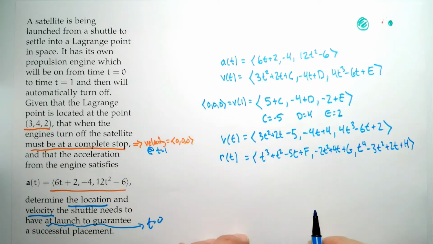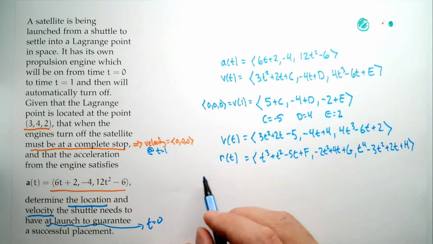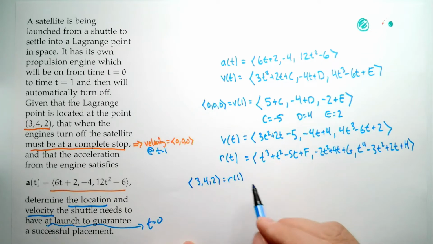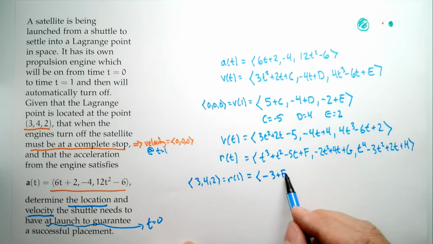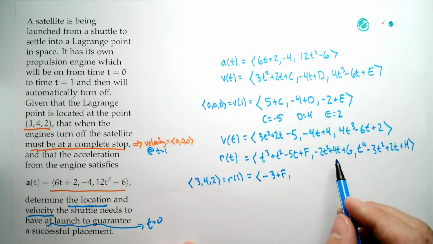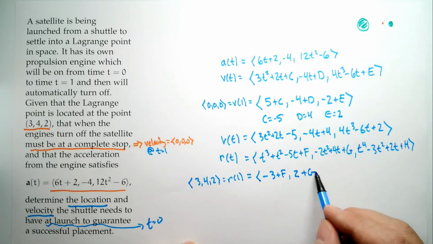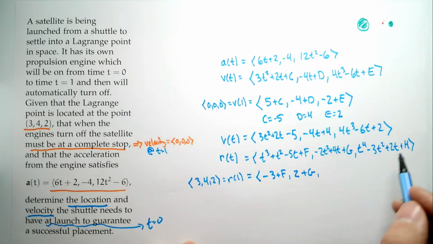Now, what do we want? Well, we want to make sure we end at the right location. So it better be the case that (3, 4, 2), that's our position at time 1. That's when the engines turn off. So you plug in 1. 1 plus 1 minus 5 is negative 3 plus f. Minus 2 plus 4 plus g. That would be 2 plus g. 1 minus 3 plus 2, 0 plus h.